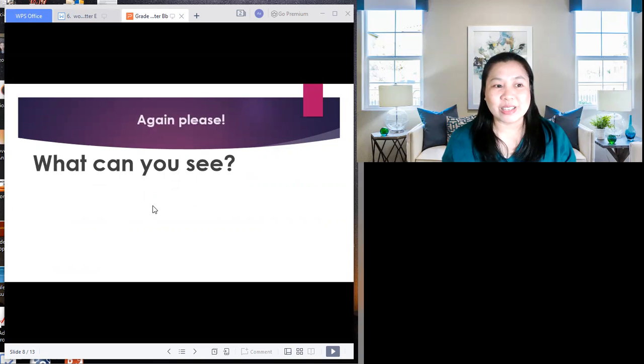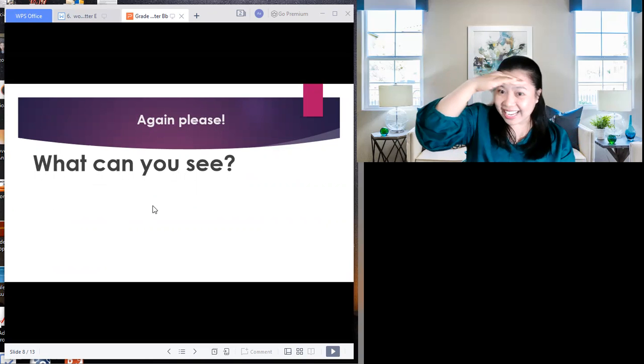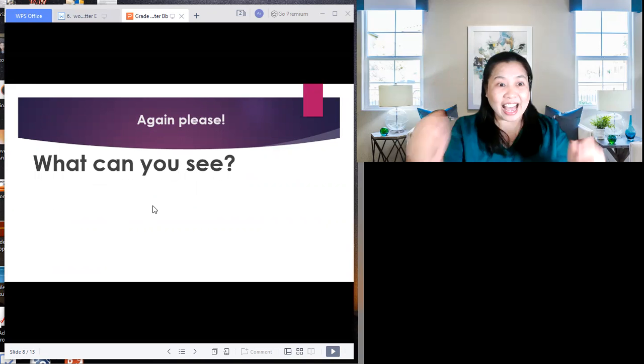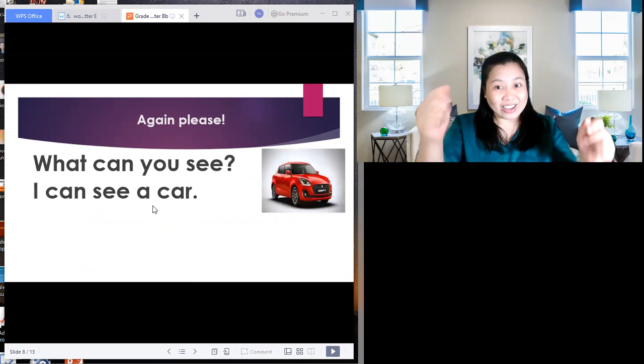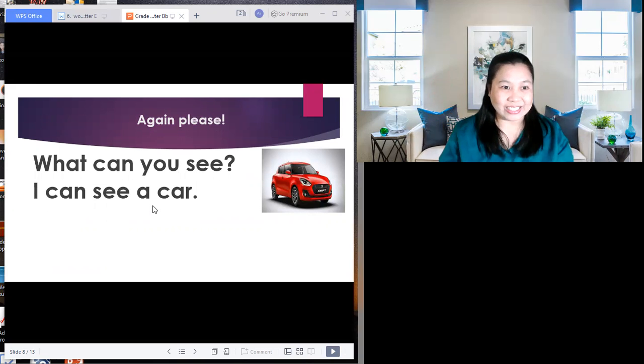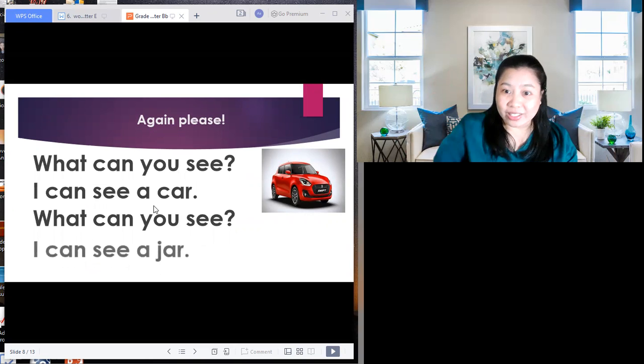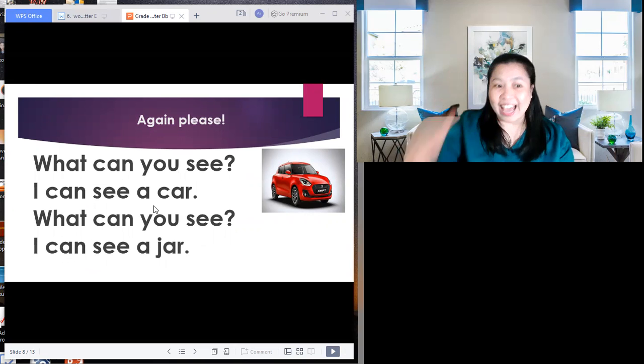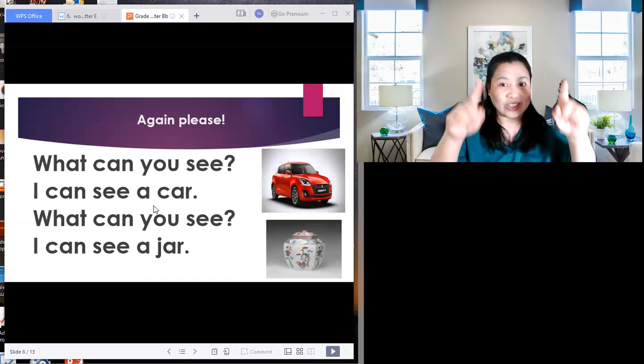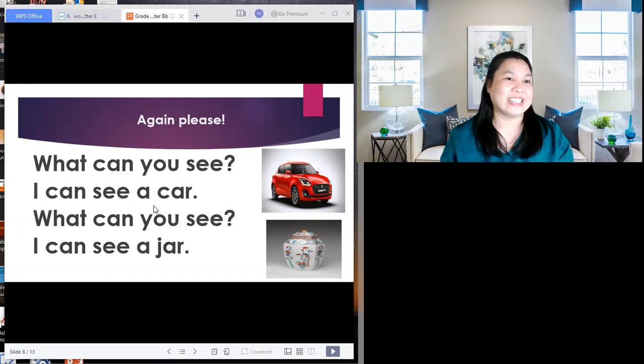Again, please. What can you see? I can see a car. What can you see? I can see a jar. That's right.